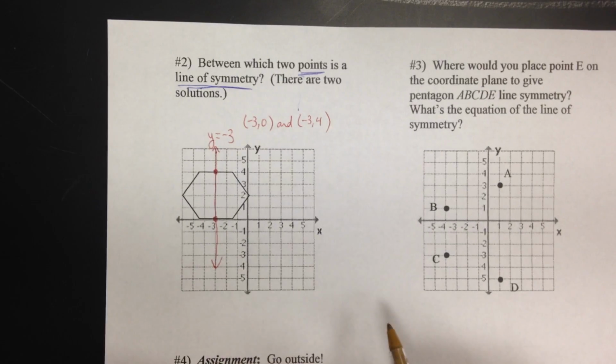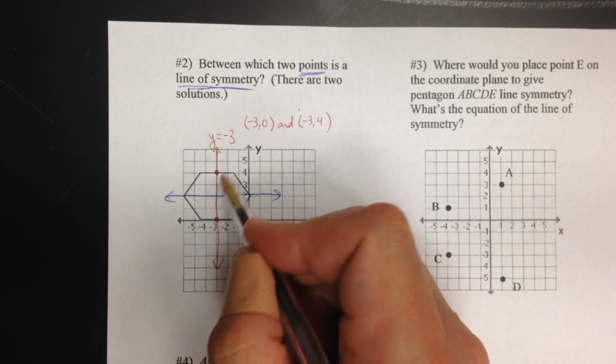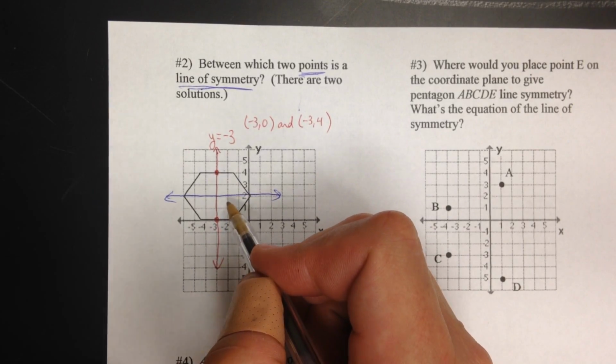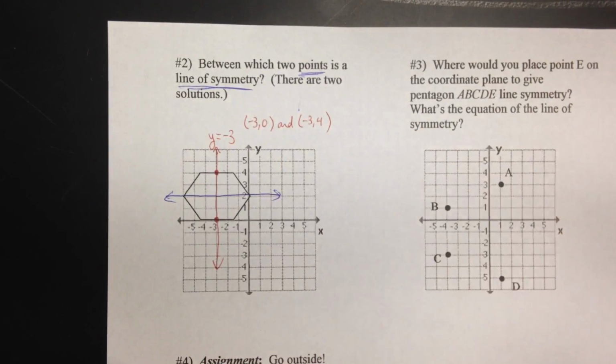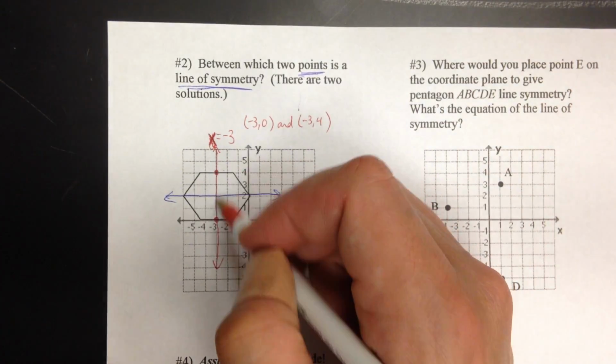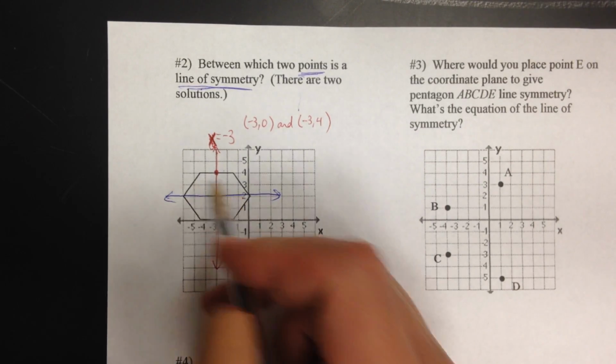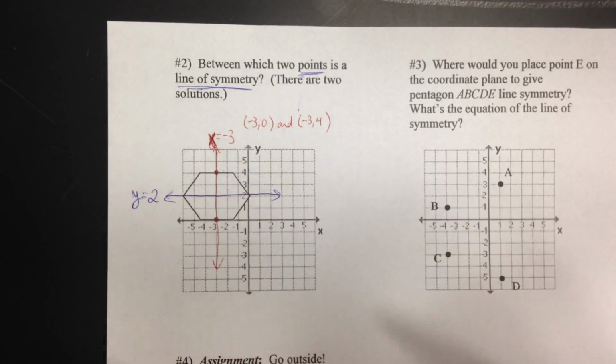Now you may look at that and say, wait a minute, I saw a horizontal line of symmetry where the top folds onto the bottom. And that is correct. Ooh, sorry, I made a mistake here. This is x equals -3, not y equals -3. Vertical line is x equals. Now, horizontal line is y equals. So y equals 2 is the equation.